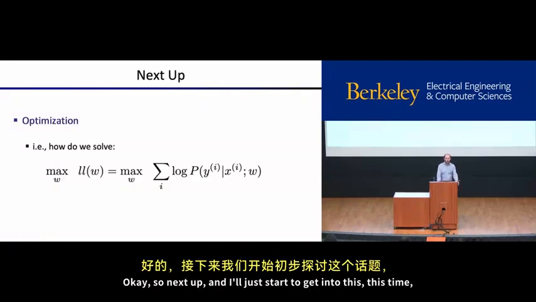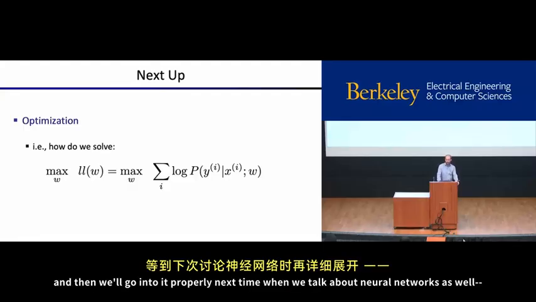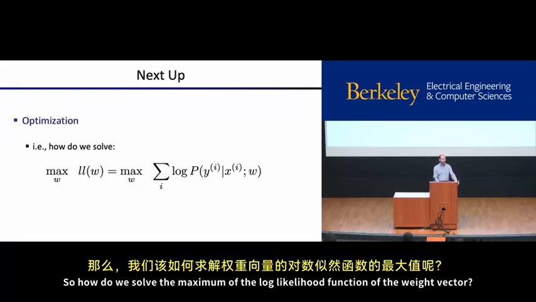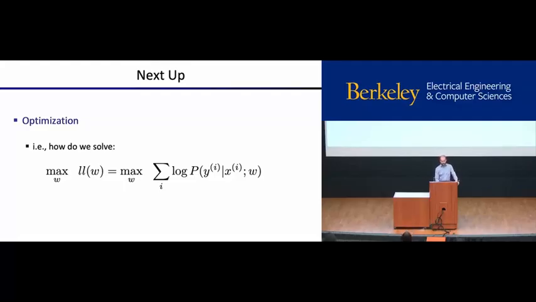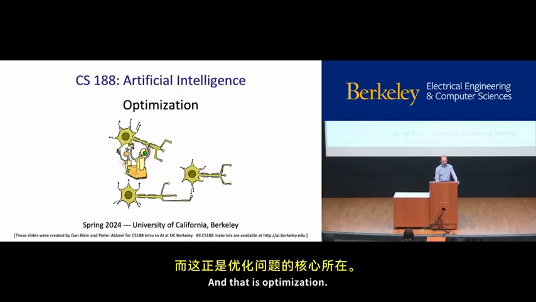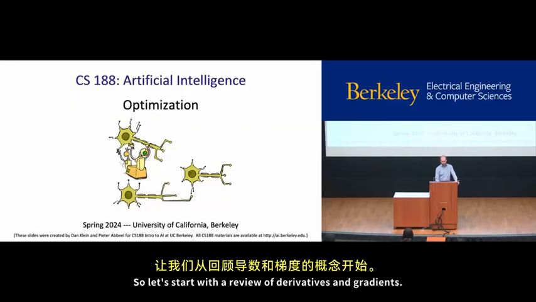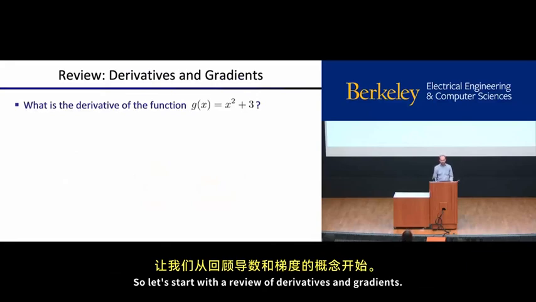Okay, so next up, I'll just start to get into this now, and then we'll go into it properly next time when we talk about neural networks as well. Optimization. So how do we solve for the maximum of the log likelihood function of the weight vector? That is optimization. So let's start with a review of derivatives and gradients.